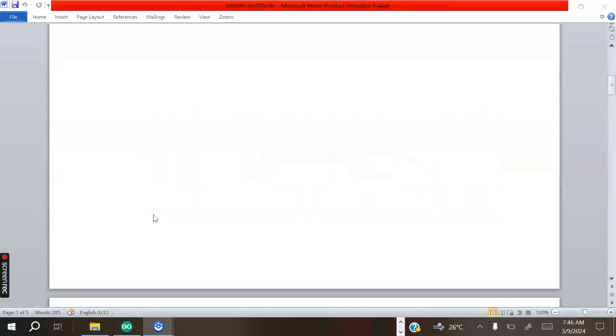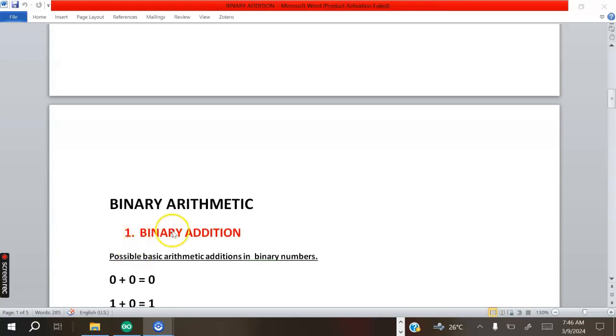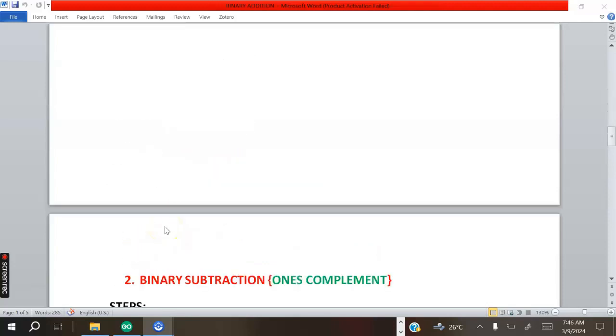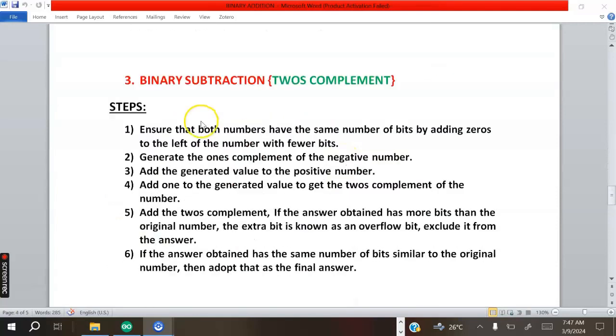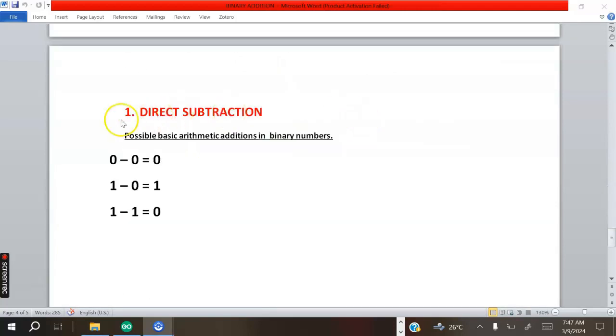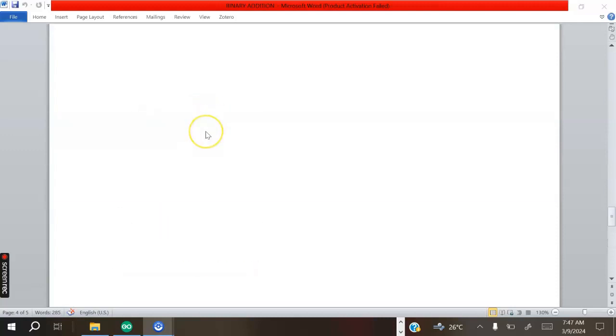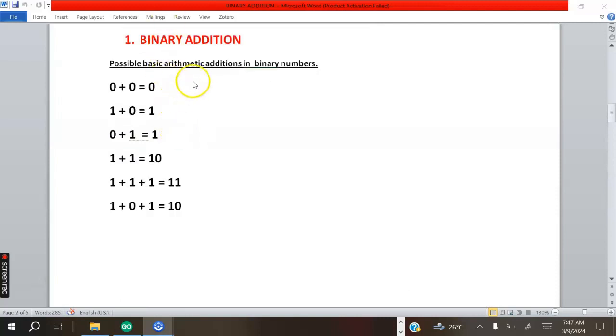We have already looked at the other scenarios. For example, we had already looked at binary addition, binary subtraction using the one's complement, and binary subtraction using the two's complement. But for this specific video, I'm going to take you through the direct subtraction of binaries. Okay, before we dive into the whole thing, we need to remind ourselves of the basic arithmetic addition, which is mostly used in both addition and subtraction.